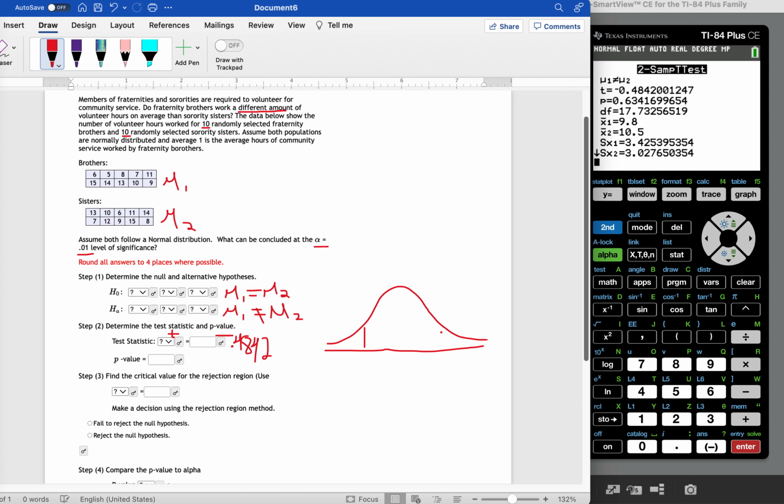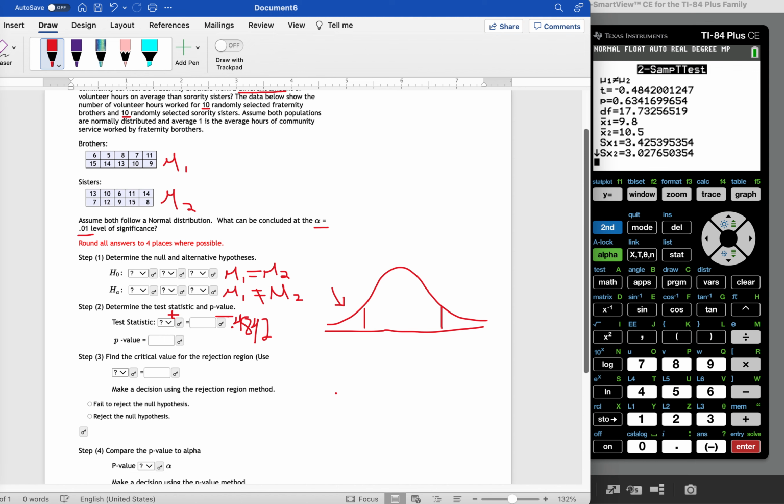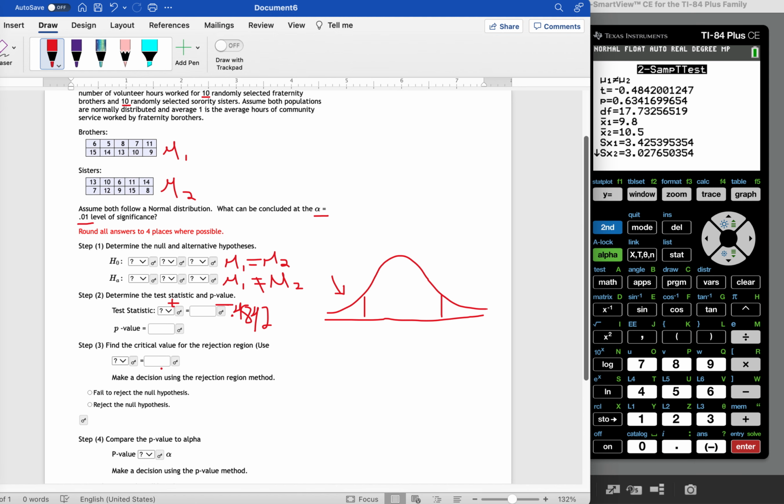So when we do our critical value, down here in step 3, we're going to use the negative value on the left side, because for this one where we're looking to see if it's a different amount, it could be either tail. That's why it's two-tailed. We don't care if it's in this tail or this tail. It could be either one. And this test statistic is telling me that it's in the left tail. So we want to make sure that we use negatives for our critical values in test statistics.